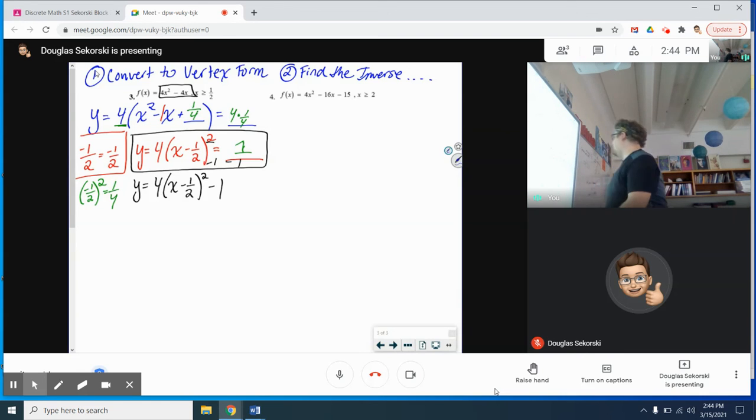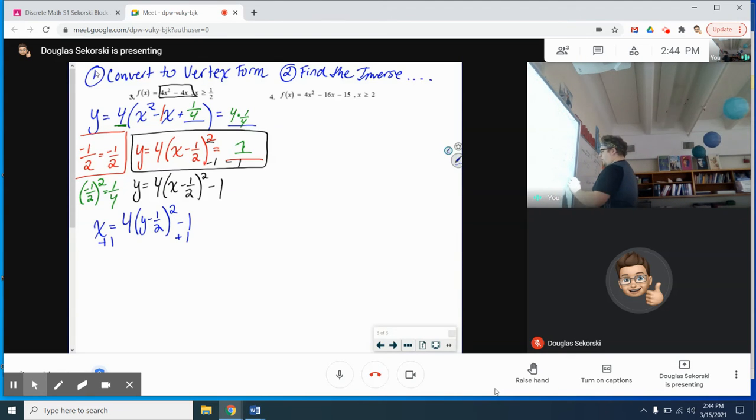We're going to swap x and y now. x equals 4 times y minus 1/2 all squared, minus 1. And the party begins. We need to add 1, and then we'll divide by 4. If you don't mind, I'm going to put both of those into one step.